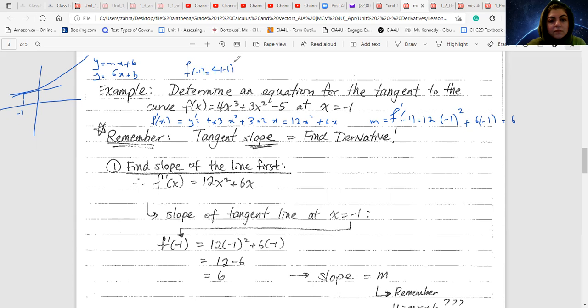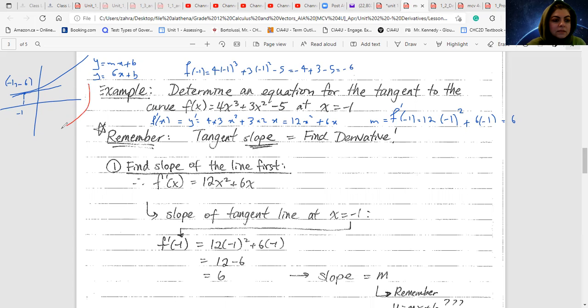-1 power 3 plus 3 multiplied by -1 power 2 minus 5. So here you'll have -4 plus 3 minus 5. So it's -1, it's going to be -6. So the point here is (-1, -6).